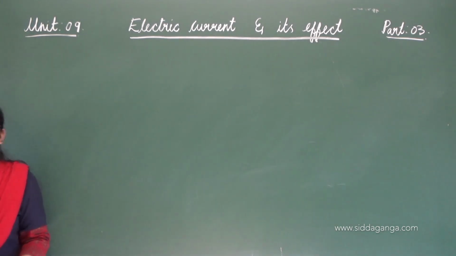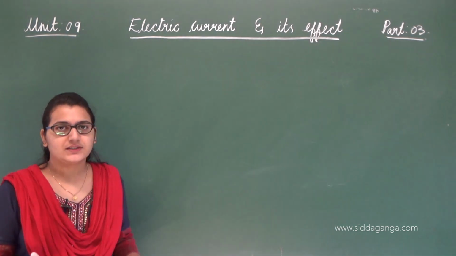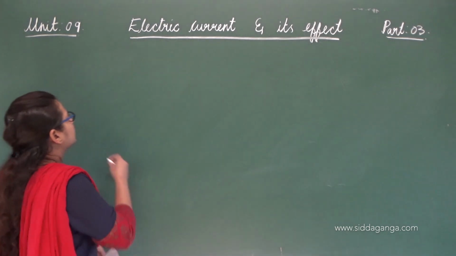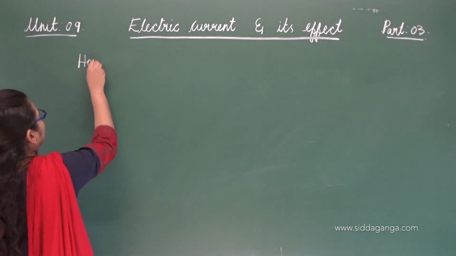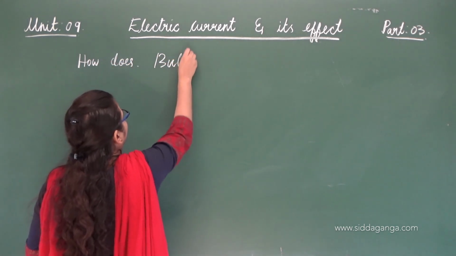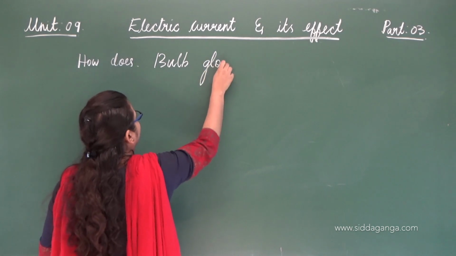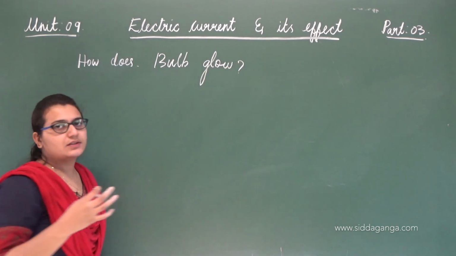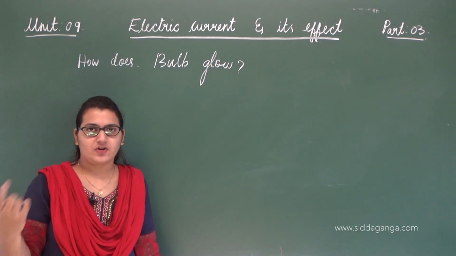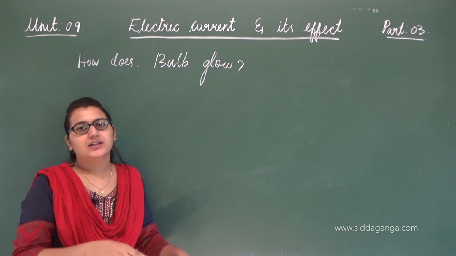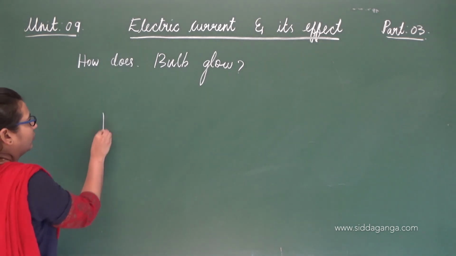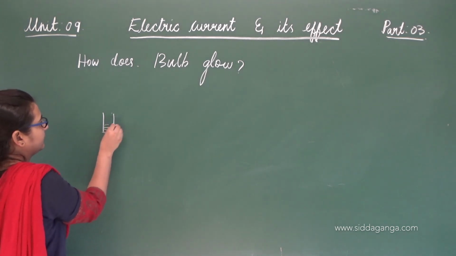So now tell me, how does the bulb glow? Of course, we switch on the light, there is a flow of electrons, and because of that passing current, the bulb glows, right? But what exactly makes the bulb glow? What is the material present in it?